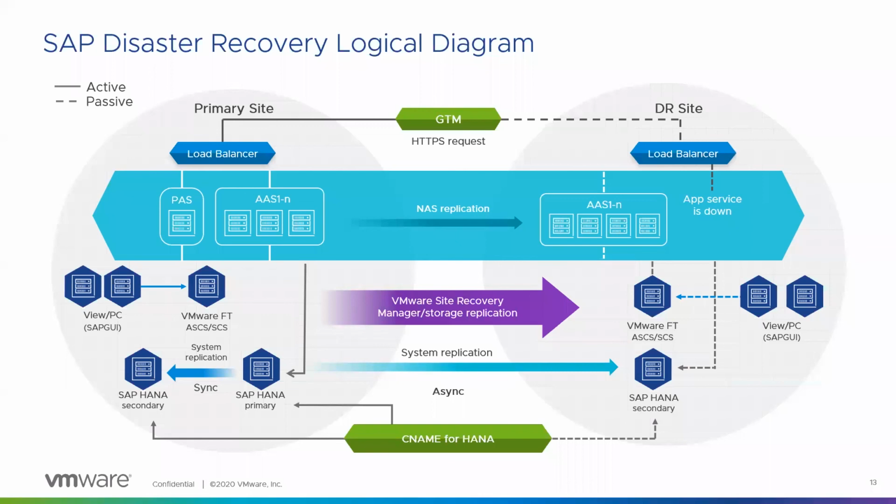For the rest of the application servers, like PAS and AAS, we install the same set of application servers on the DR side. During normal time, we keep those application servers down. They only start up when DR happens. On the top layer, we also have a load balancer, a GTM. The GTM is intelligent enough to identify which side is up and routes the traffic to whichever side is up. So this is the architecture that really helps reduce RTO from 2 to 3 hours to 1 hour.